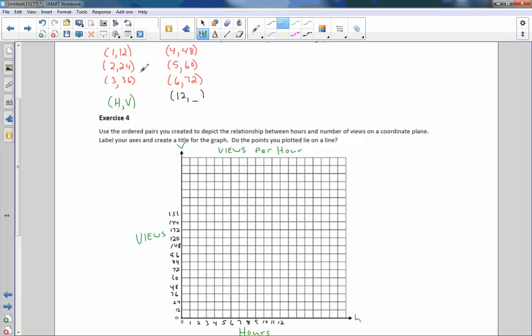And now I'm going to graph these points. So the point 1 comma 12 means start at the origin, go to the right 1, go up to 12 on the axis V, and there's 1 comma 12. And then go over to 2 up to 24, 3 to 36, 4 to 48, 5 to 60, 6 to 72, over to 7 up to 84, over to 8 and up to 96, 9 and so on, and continue doing this. And then I will get my ruler out.